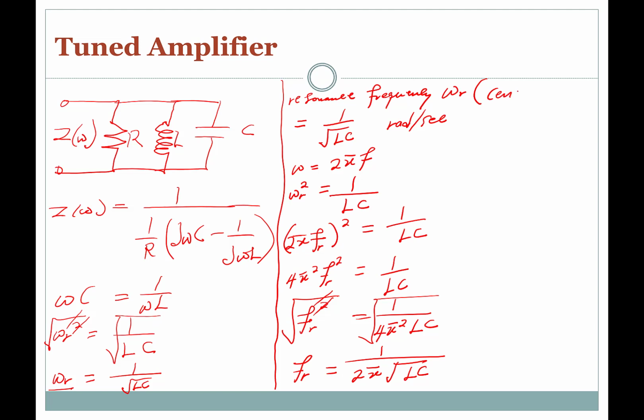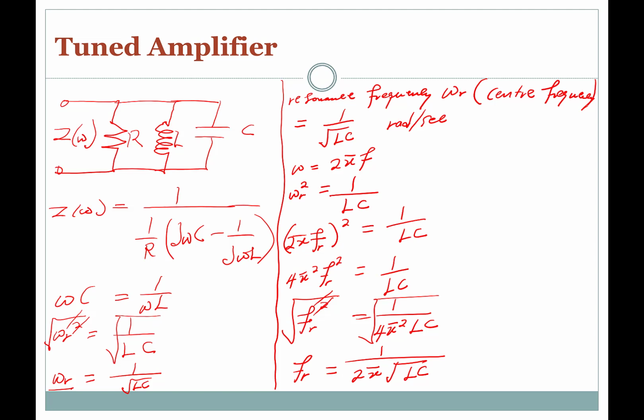The center frequency. In some literature you would see resonance frequency or center frequency. It is the frequency at which the impedance is lowest and therefore the gain is highest. So at the resonance frequency, Z omega is very small, thereby giving us a very high gain, so that we can have a good amplification.